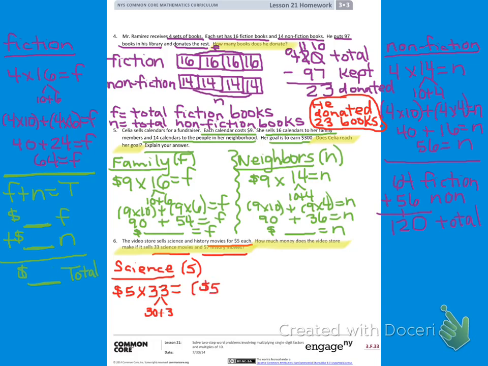$5 times 30 plus $5 times 3. So $5 times 33 is the same as $5 times 30, which is $150, plus $5 times 3, which is $15. So 150 plus 15 equals what? You write it here. Don't forget your dollar sign.